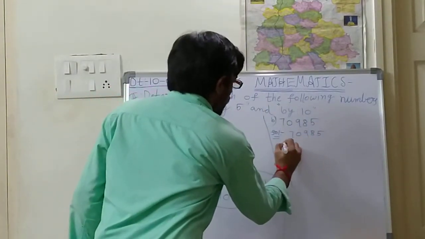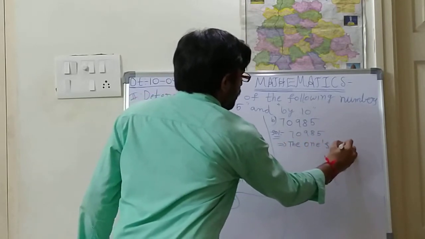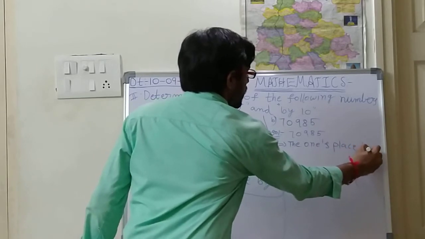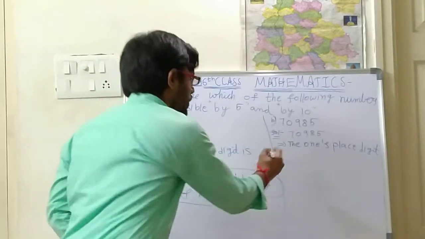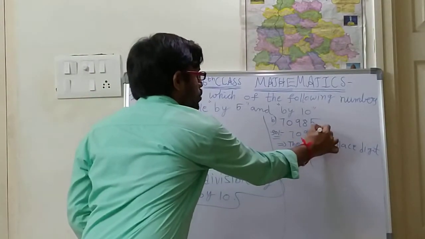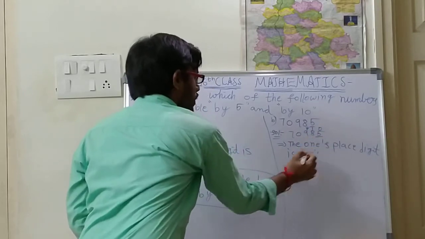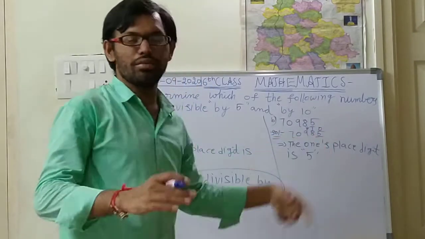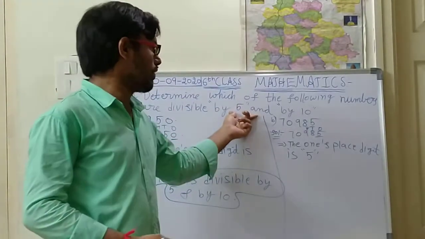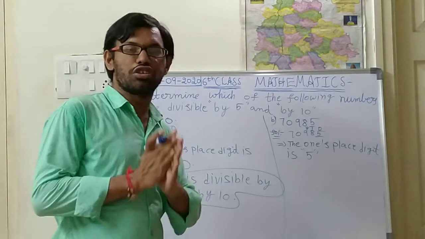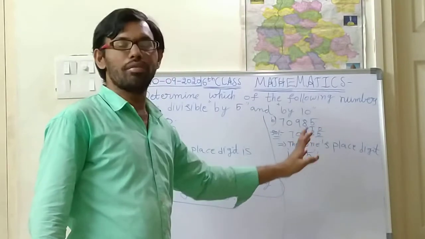So here, what is the ones place digit? I think you are understanding. What is the ones place digit here, children? So ones, tens, hundreds. The ones place digit is 5. That means it is divisible by 5. Is it right, children? For a multiple of 5, the ones digit should be either 0 or 5. So here 5 is it. So this is divisible by 5.